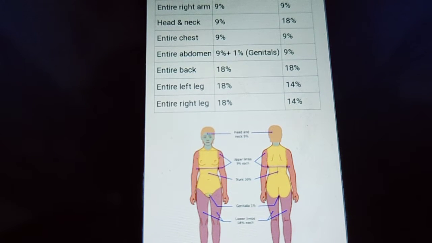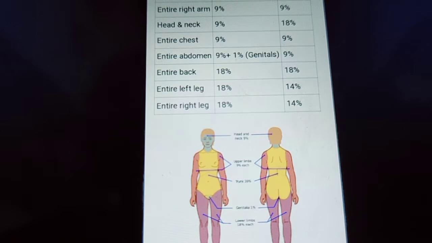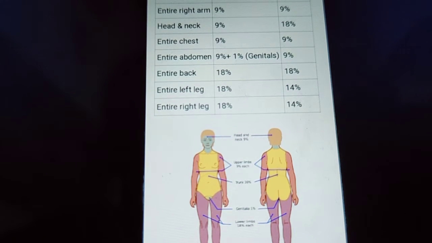Many other rules for estimating burn size can be applied to patients who are obese, based on their body shapes and the total body surface area. So this is how the rule of 9 is done.